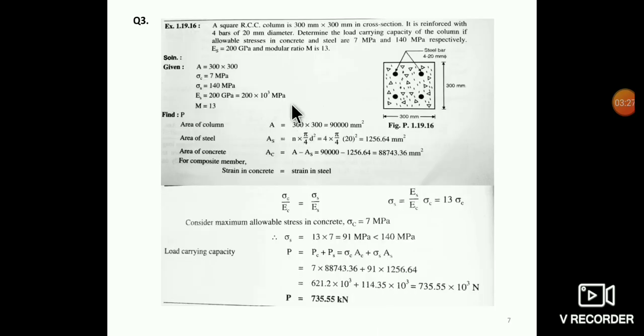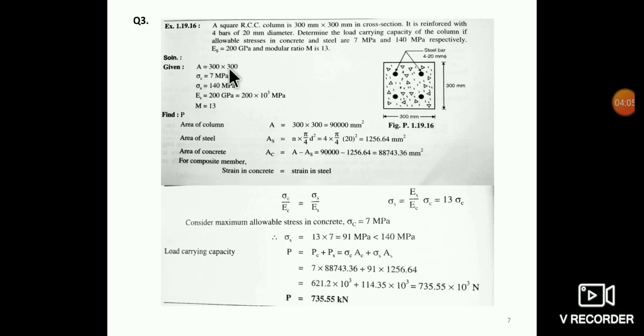Next sum. A square RCC column is 300 mm into 300 mm in cross section. It is reinforced with 4 bars of 20 mm diameter. Determine the load carrying capacity of the column if the allowable stresses in concrete and steel are 7 megapascal and 140 megapascal respectively. ES is equal to 200 GPa and modular ratio M is 13. So this is a column. There are 4 bars of 20 mm diameter. Dimensions are 300 mm by 300 mm, and this triangular and dotted indicates concrete.